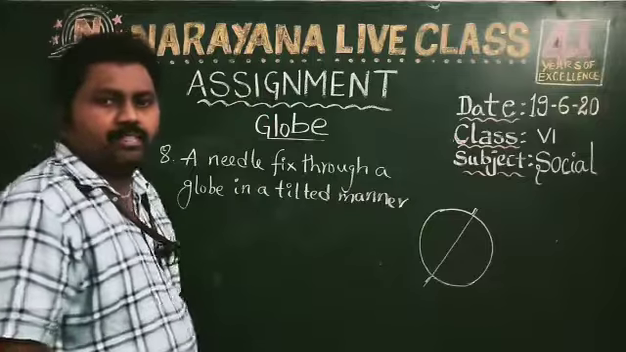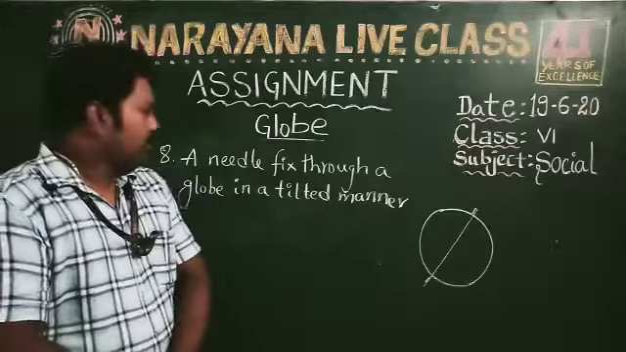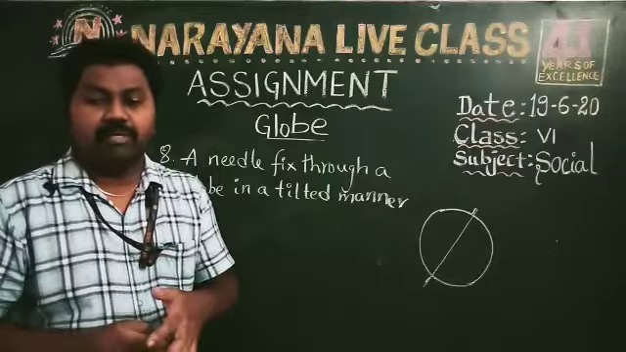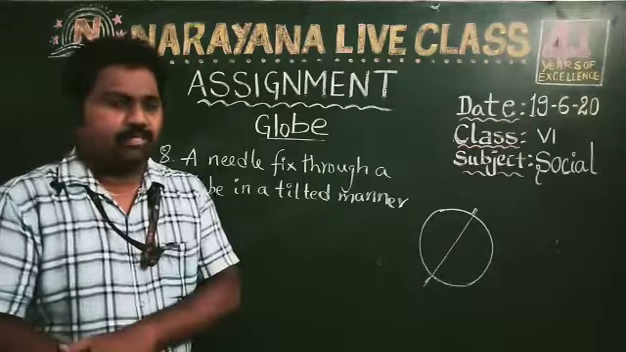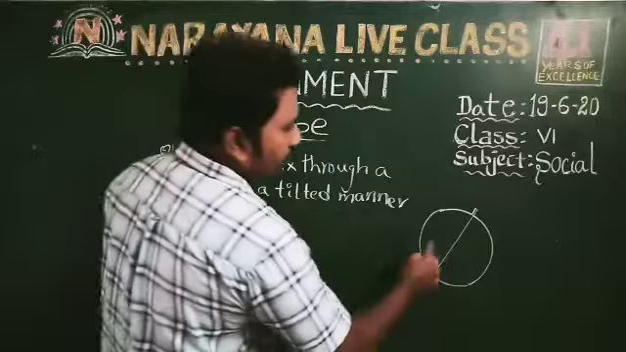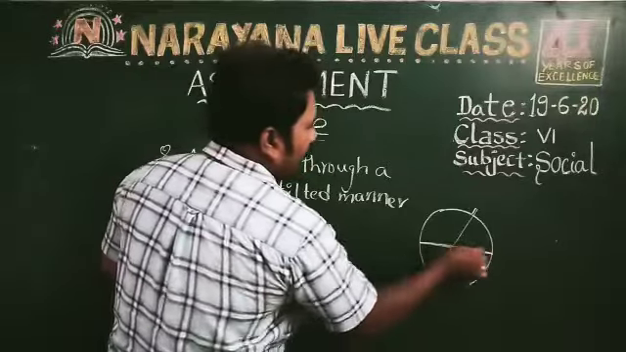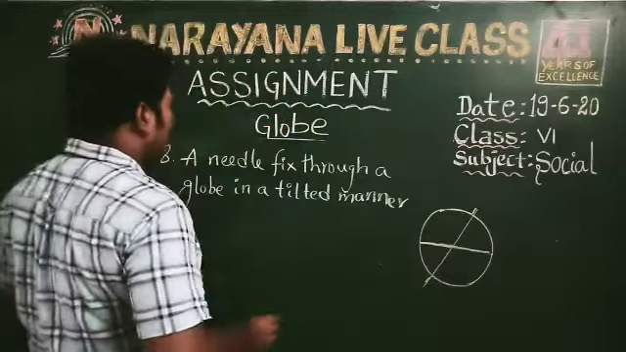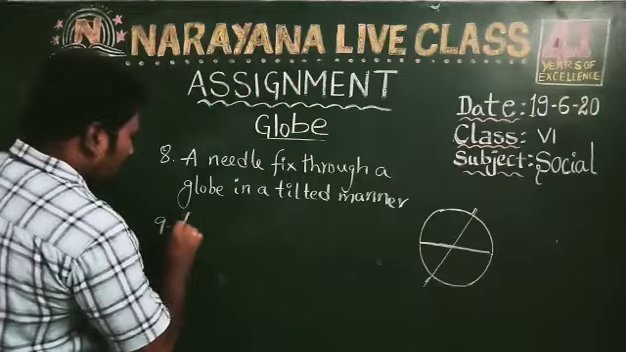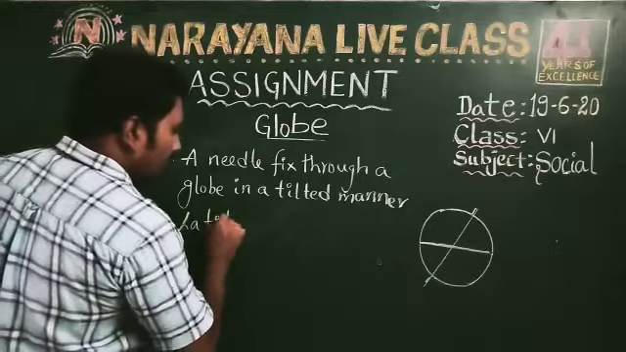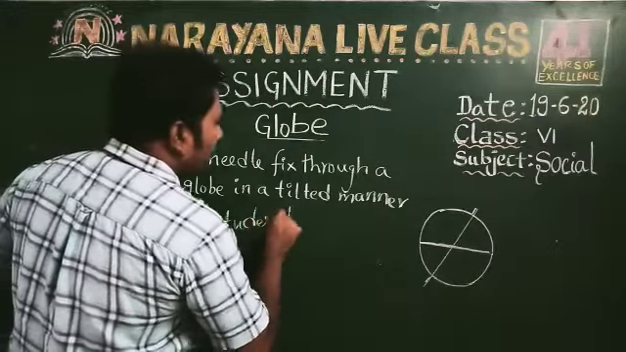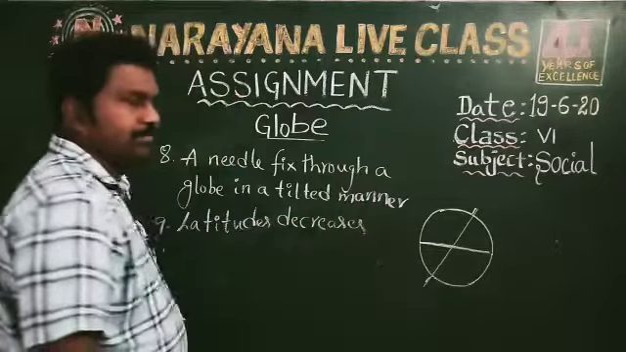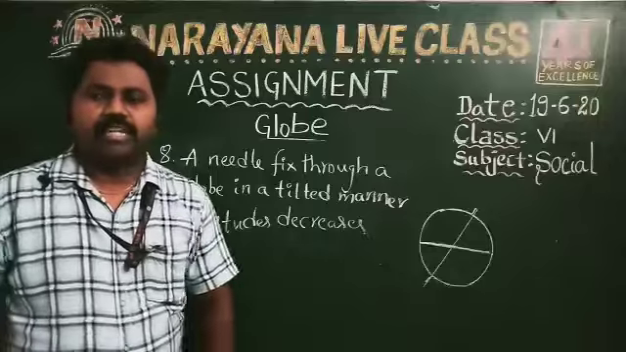Okay children. Now let's move on to the 9th question. What can we observe when we move from the equator towards the poles? See, this is called the equator. From the equator to the poles, if you move, the latitudes decrease. So the 9th question answer is: latitudes decrease.